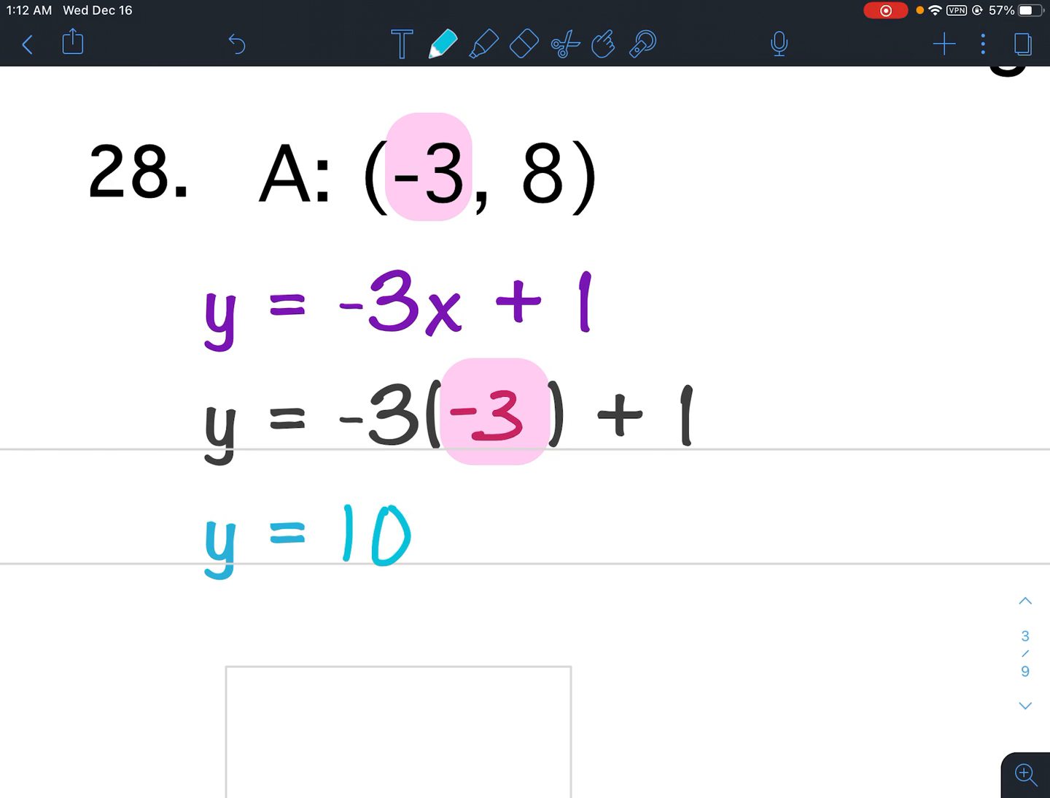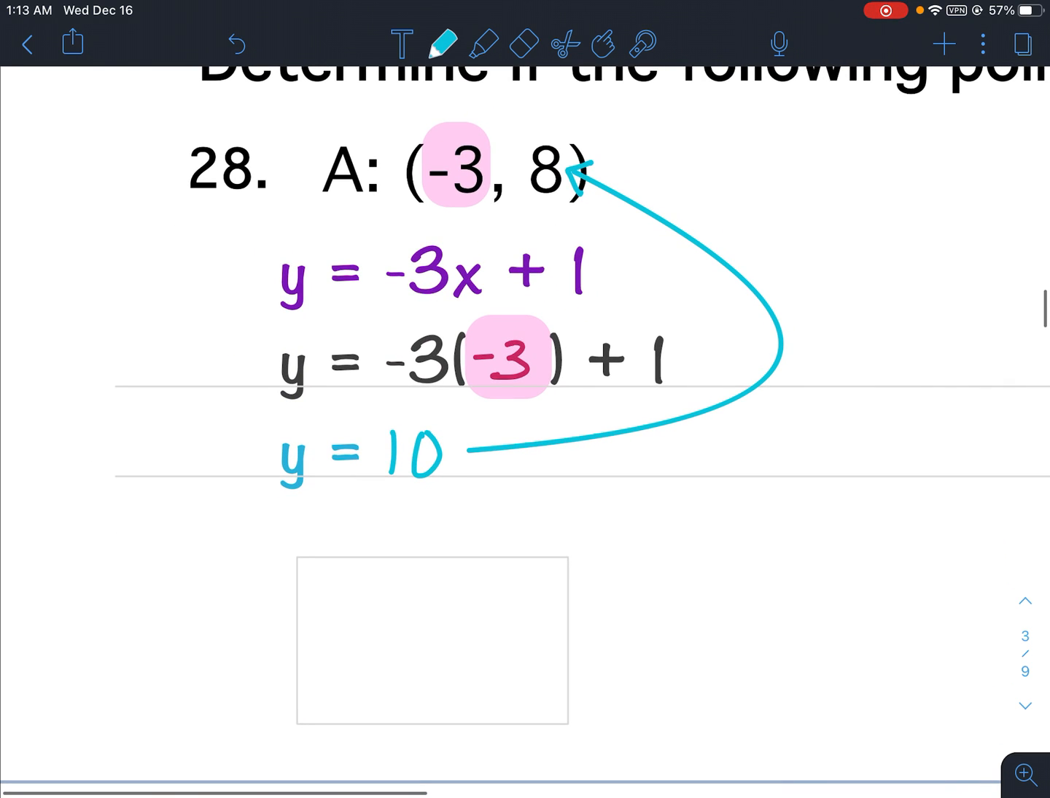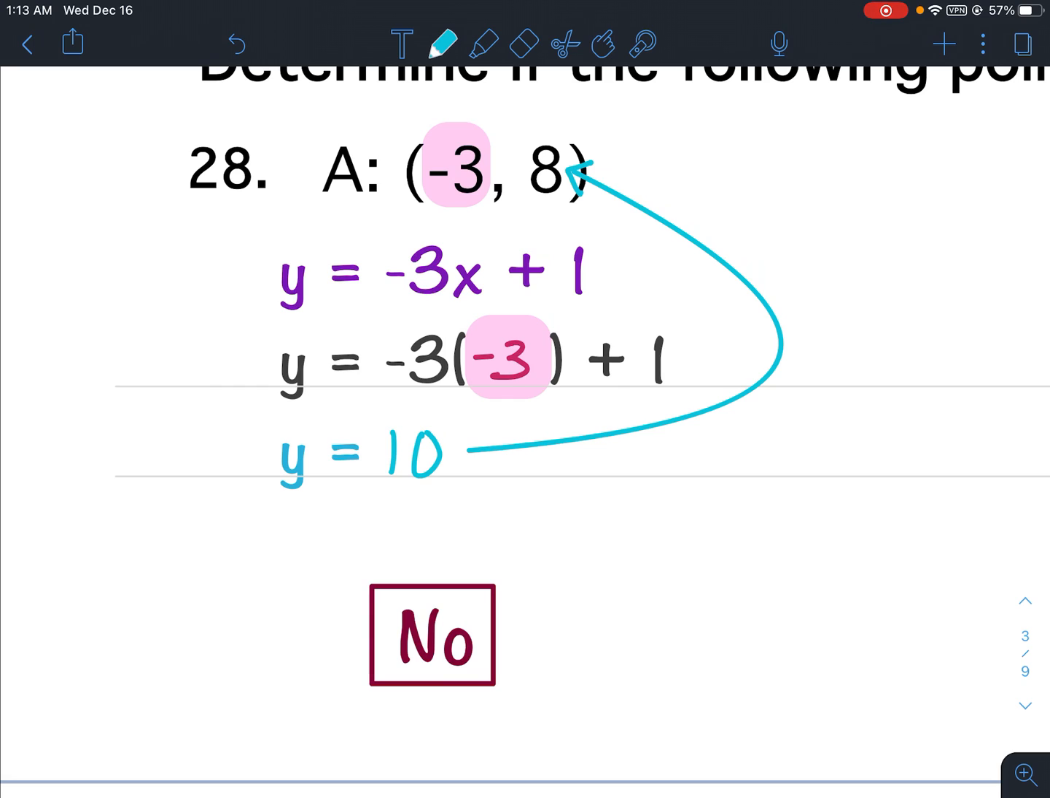Now, you compare this number to this number up here. Are they the same thing? This is a 10, that is an 8. No, they are not the same thing. Therefore, my answer is no. Because I got 10 instead of 8, this point does not lie on the line of the equation y equals -3x plus 1.